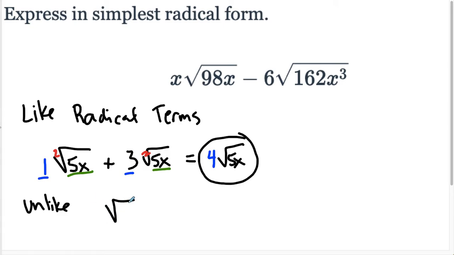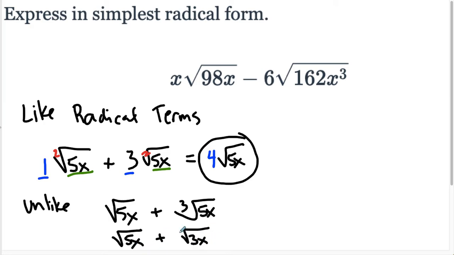For example, if you had the square root of 5x plus the cube root of 5x, you can't combine these as 2 of the square roots of 5x. This is in simplest form already because they don't have the same exact index. Another example would be the square root of 5x plus the square root of 3x. You still can't combine these because they don't have the same radicand. You can only combine if you have the same index and the same radicand.